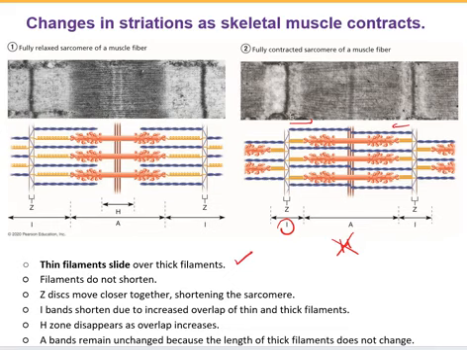We learned that filaments do not shorten. There is no change of the length of the thin filament and thick filament. We saw how the Z discs move closer together and shorten the sarcomere while the muscle is contracting. I bands shorten due to the increased overlap of thin and thick filaments, and then the H band disappears as the overlap increases. So now we do not have an area where only the thick filament is available. Then the A band remains unchanged because the length of the thick filament does not change.